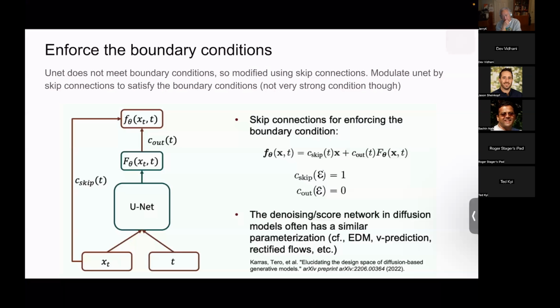Wait, aren't you guys saying two different things? One of you is saying it's binary and the other is saying it's not. I don't know for sure. Are you saying that C skip and C out can take floating point values between 0 and 1, or are you saying it's either 1 or 0?